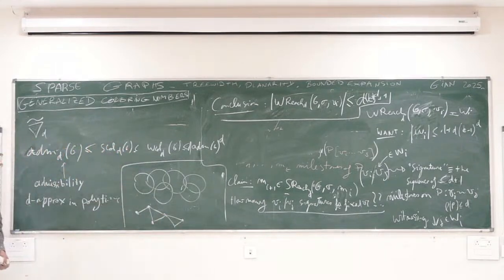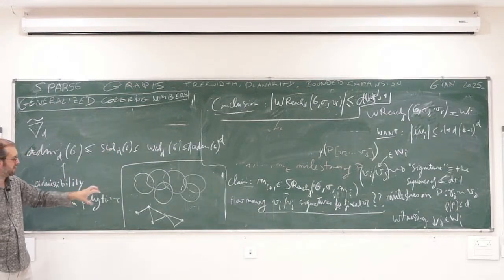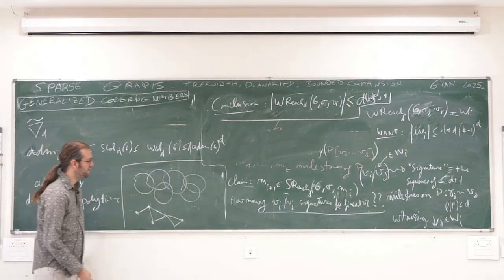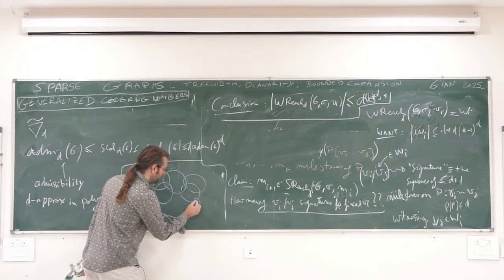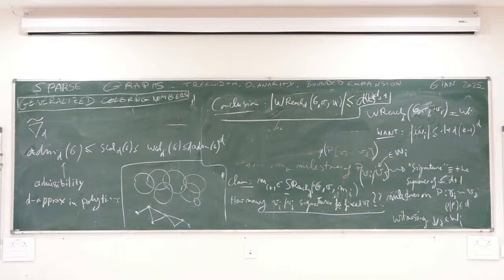Okay. And you can prove that using these orderings. So essentially what they do is you order them by decreasing radius. Let's say some of them have small radius. You order them by decreasing radius, and this will give you a good coloring number.